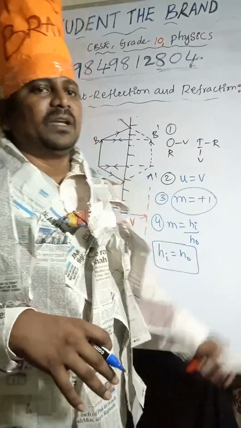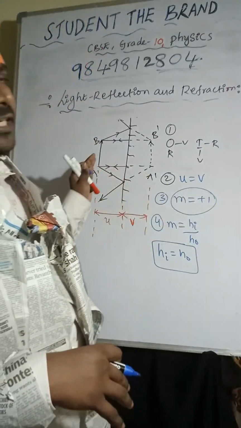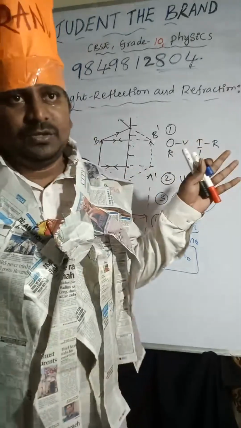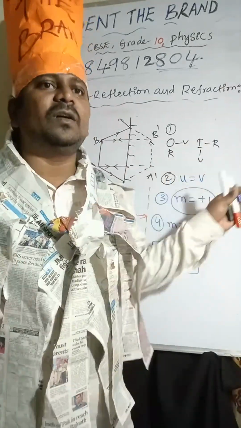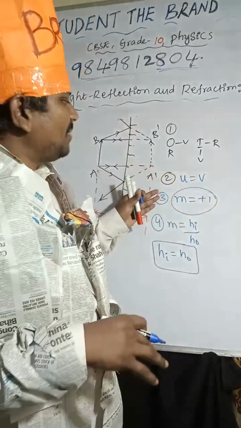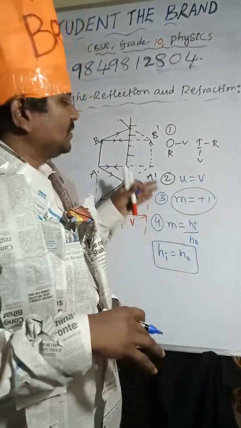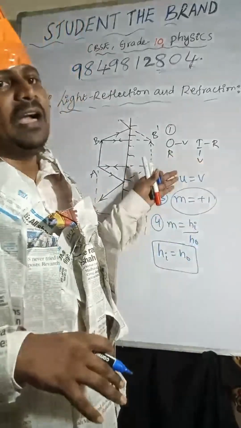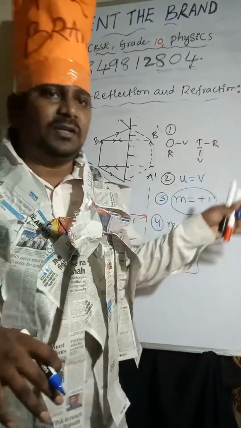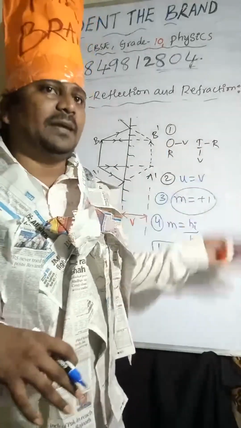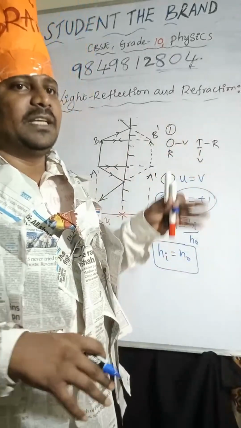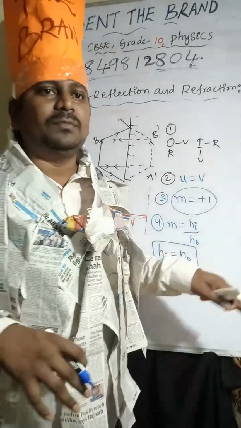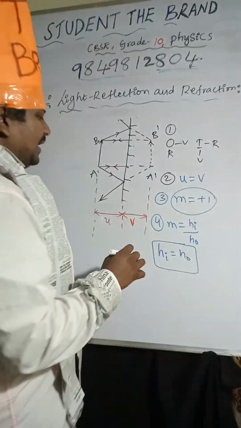The distance between the object and the mirror is equal to the distance between the mirror and the image. That's why object distance is equal to image distance, and magnification is +1. Magnification is the height of the image by the height of the object. We are getting a virtual image of the same size, that's why the height of the image is equal to the height of the object.